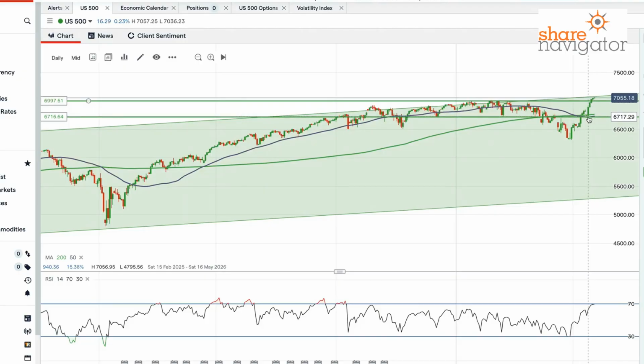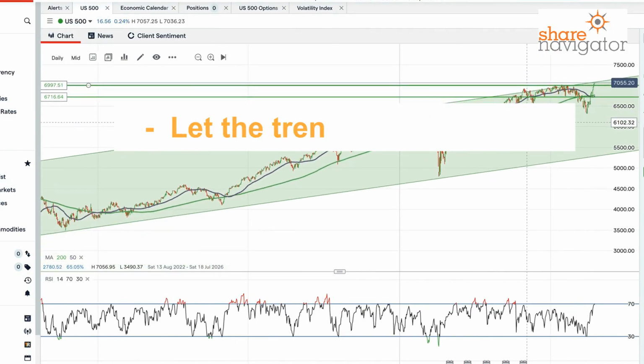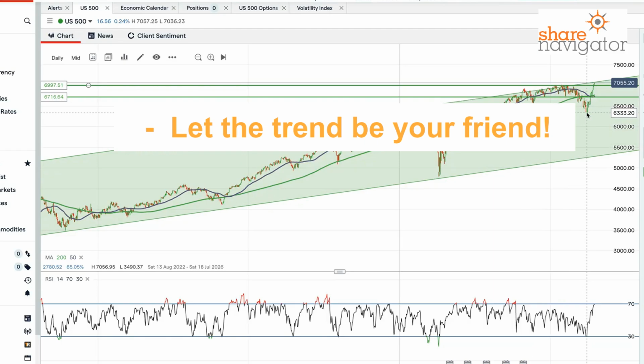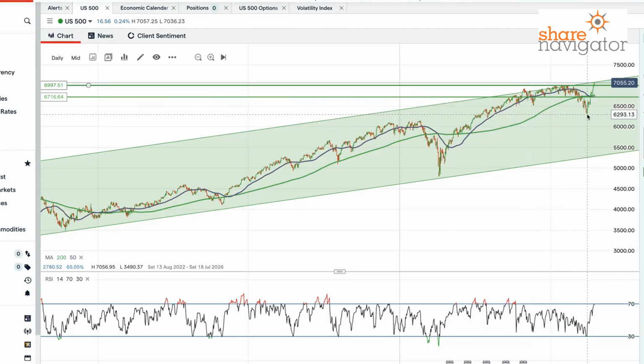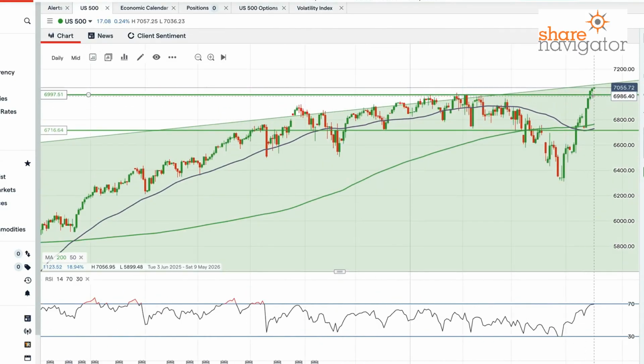Let the trend be your friend. Don't fight the trend. The trend is bullish. I've said it all along. Even when this was happening here with Iran, I was saying as long as the US economy remains out of a recession, we're going higher by the end of the year. Well, we've already made a new high. I think we could go as high as 8,000 by the end of the year, but there will be pullbacks along the way, and I think this is going to be one of those pullbacks.